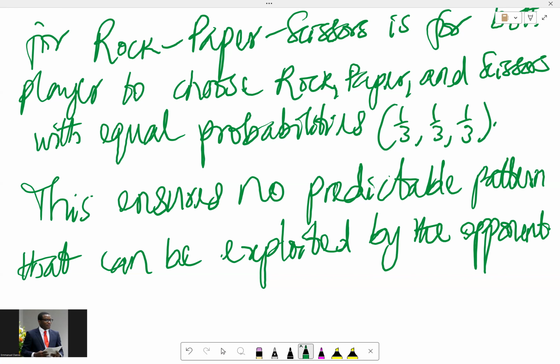In the next video, I'll also be talking about the mixed strategy Nash equilibrium in the matching pennies game, where you have head and tail matching and things like that. So watch out for that.